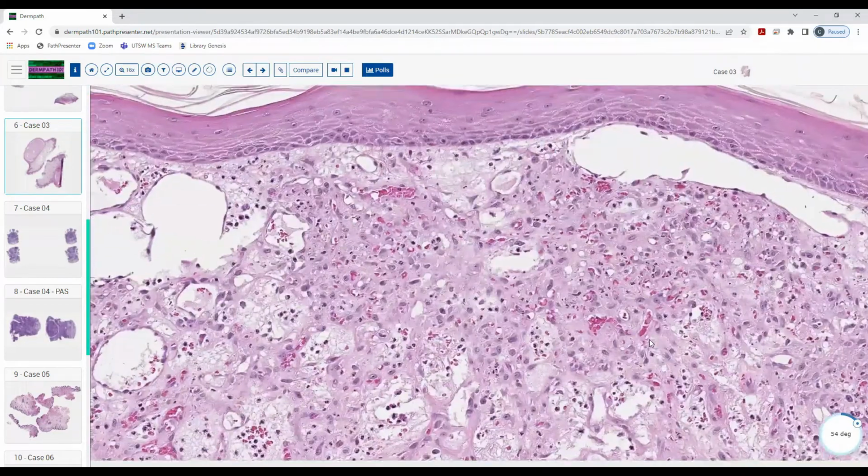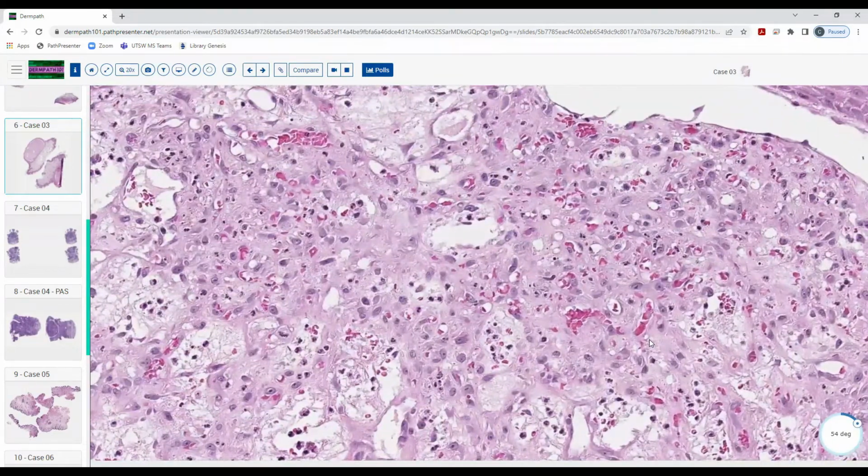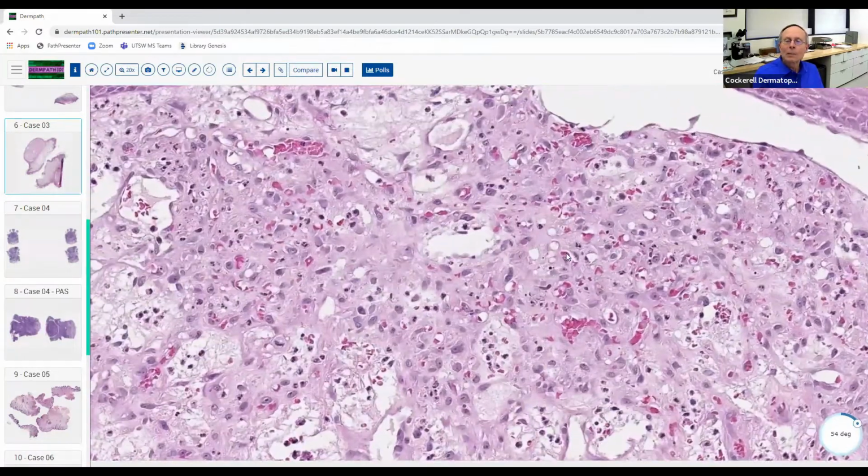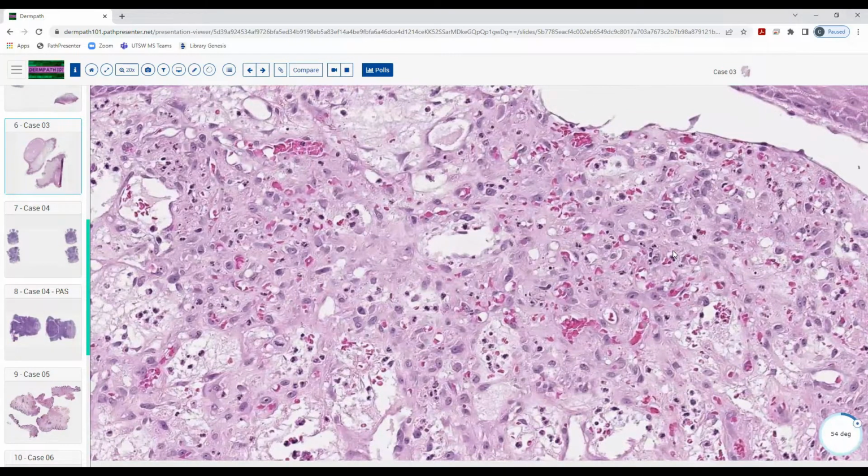Well, I mean, maybe this is a pyogenic granuloma then. Okay, it could be a pyogenic granuloma. That would probably be number one on the list. Is there anything a little bit unusual about it for pyogenic granuloma, though? I don't usually think of the neutrophil part.